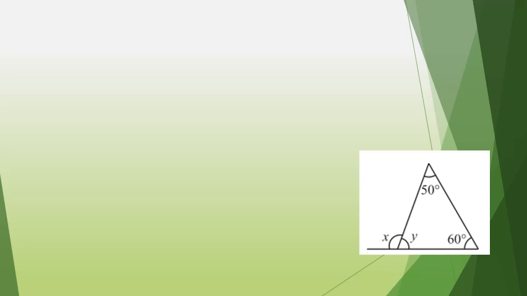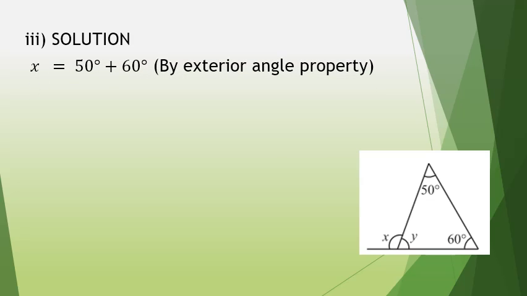Next question. Look at the figure carefully. Exterior angle of the triangle is given as x. So we can use the exterior angle property. What is meant by exterior angle property? Exterior angle equal to sum of opposite interior angles. That is, exterior angle is x here. So x equal to 50 plus 60. That is x equal to 110 degree.